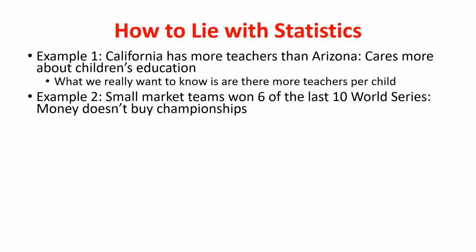Another one is anytime you see a 6 out of 10, anything out of. So the last 10 World Series, 6 have been small market teams, which means teams in cities that don't have as much income or population. Well, why do you think they didn't go back to that 11th year? Well, if in the 11th year it was another small market team that won, 7 out of 11 is better than 6 out of 10. So my guess is that in that 11th year, a small market team probably didn't win, and 6 out of 11 is good. And if you go back 15 years, maybe it's only 6 out of 15, right?